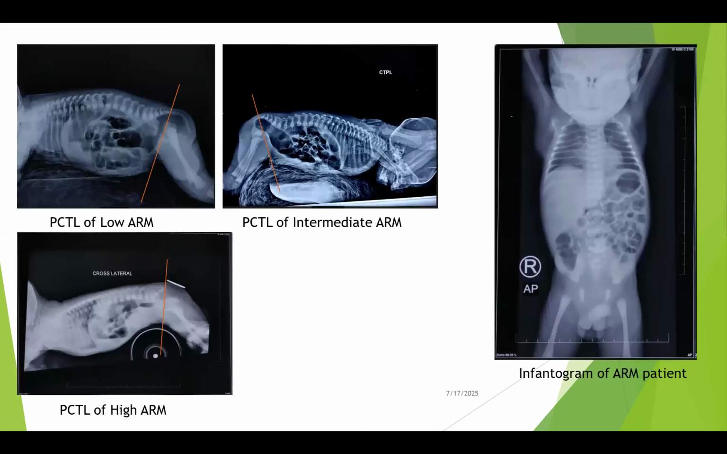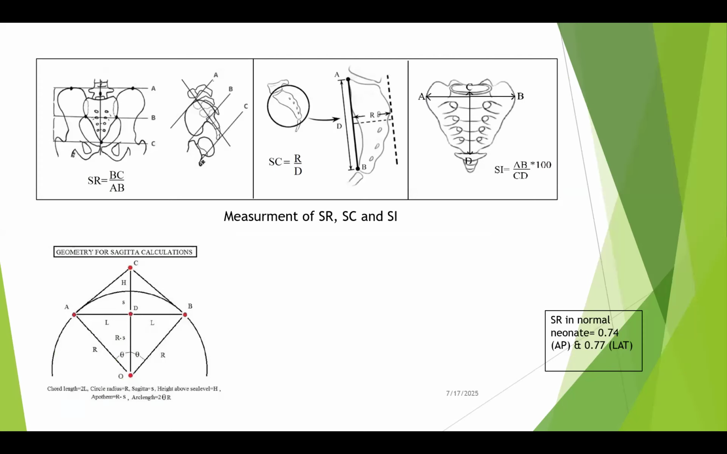These are the PCTL radiographs of ARM and the infantogram of an ARM patient. This is the figure depicting the calculation of sacral ratio, curvature, and sacral index. Below is the geometry for the sagitta calculation, which can be helpful in measuring sacral curvature.